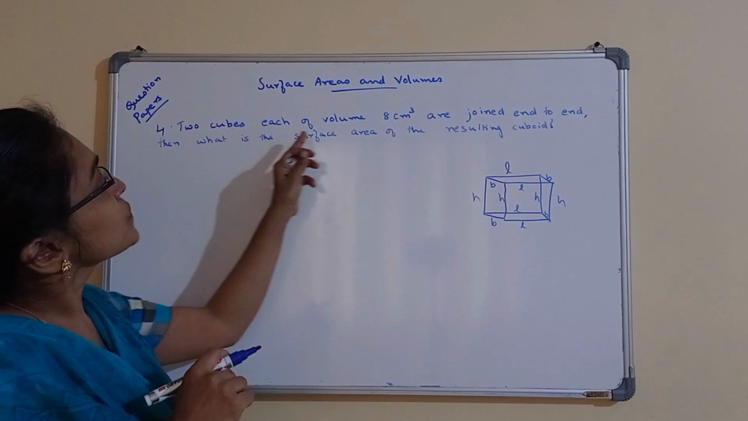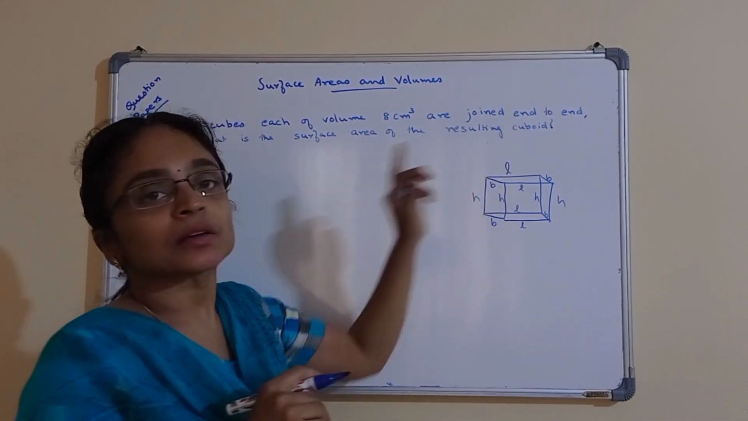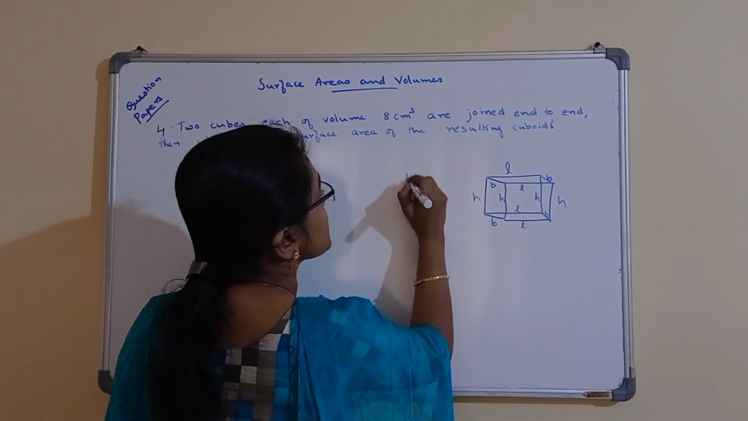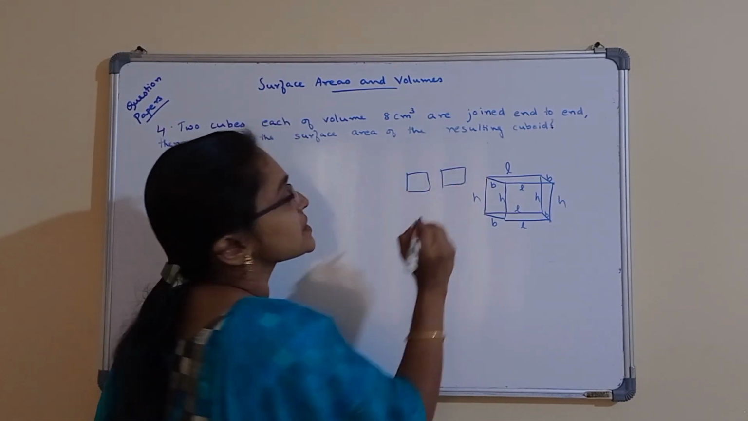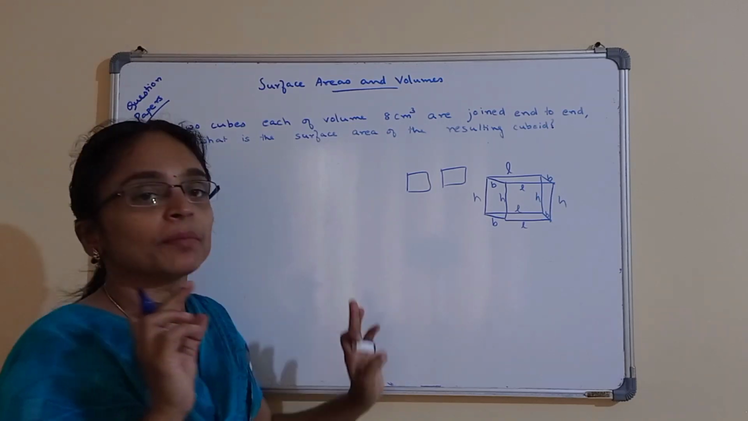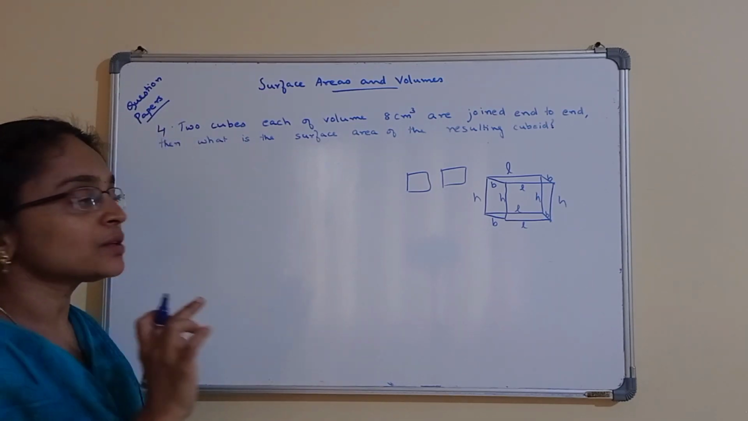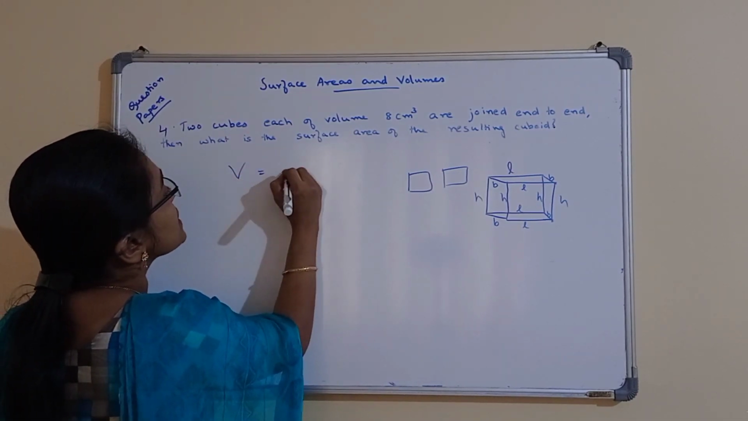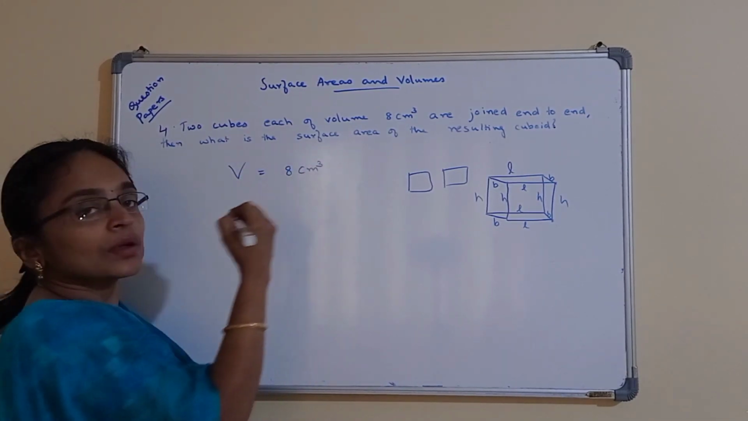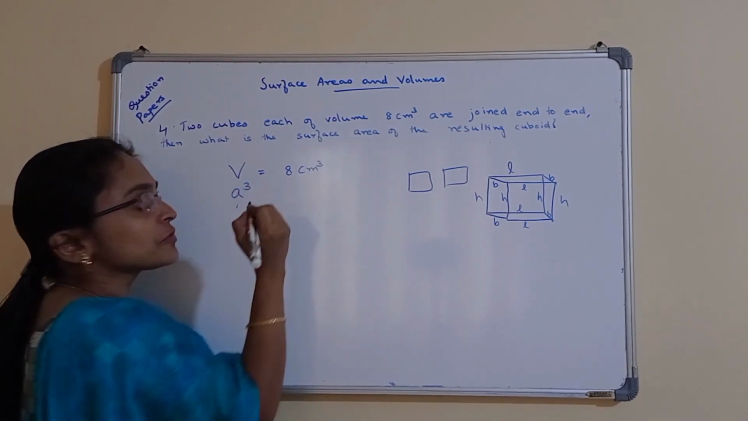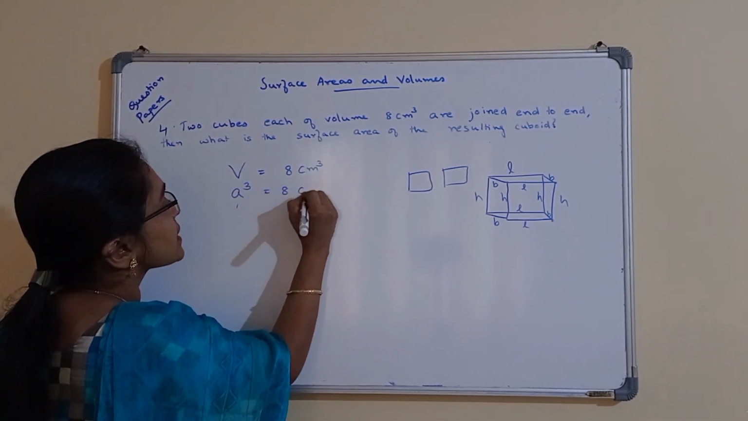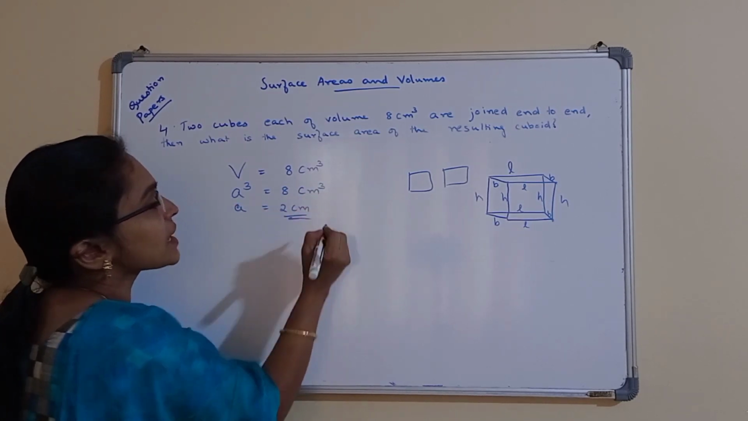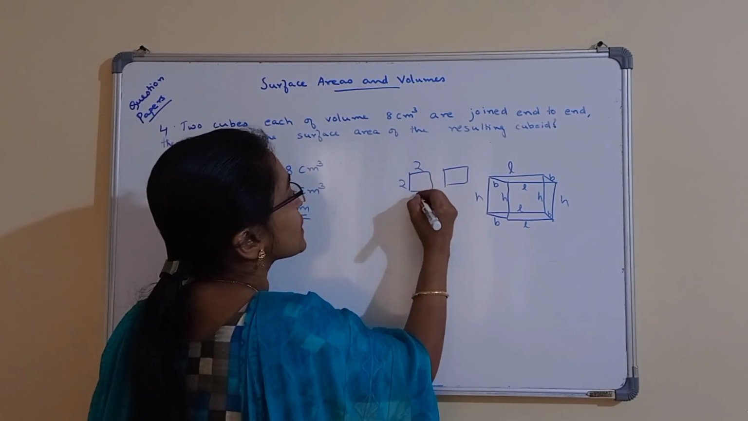Next one, two cubes each of volume 8 cm cube are joined end to end. Then what is the surface area of the resulting cuboid? That is, two cubes of volume 8 cm cube are joined side to side to make this cuboid. And volume of the cube is 8 cm cube. So what is the side of the cube? A cube is equal to 8 centimeter cube, which means A equal to 2 centimeter. So the side of the cube is 2 centimeter.